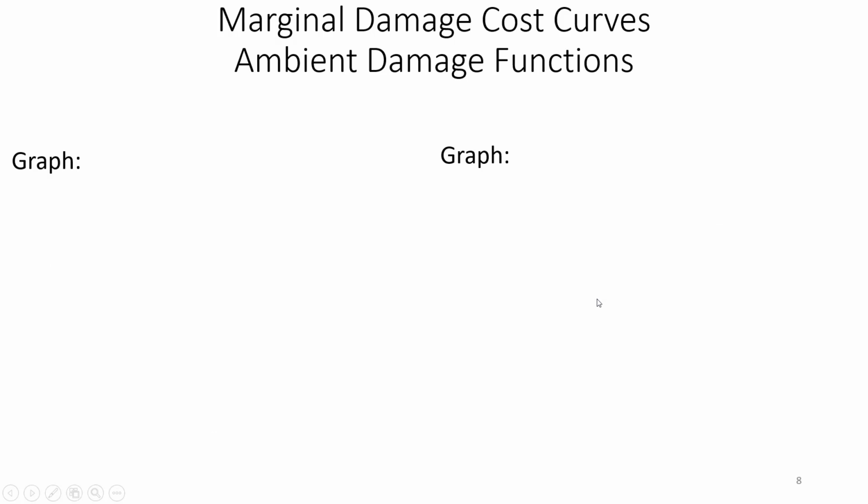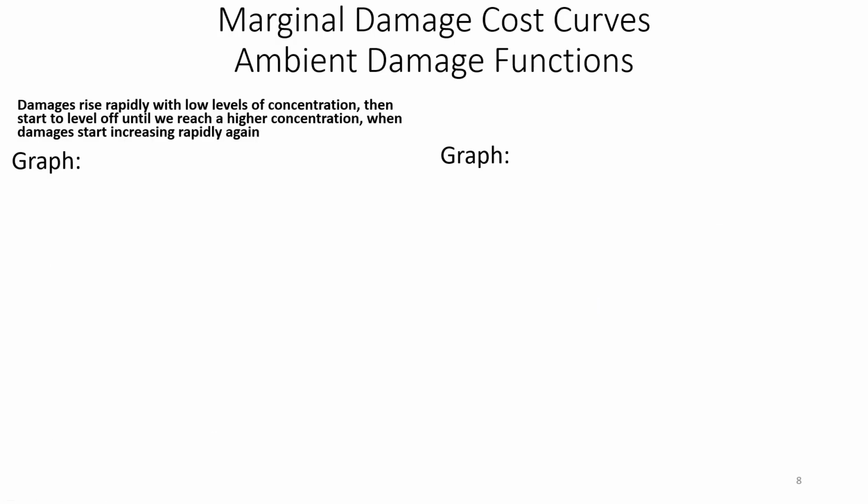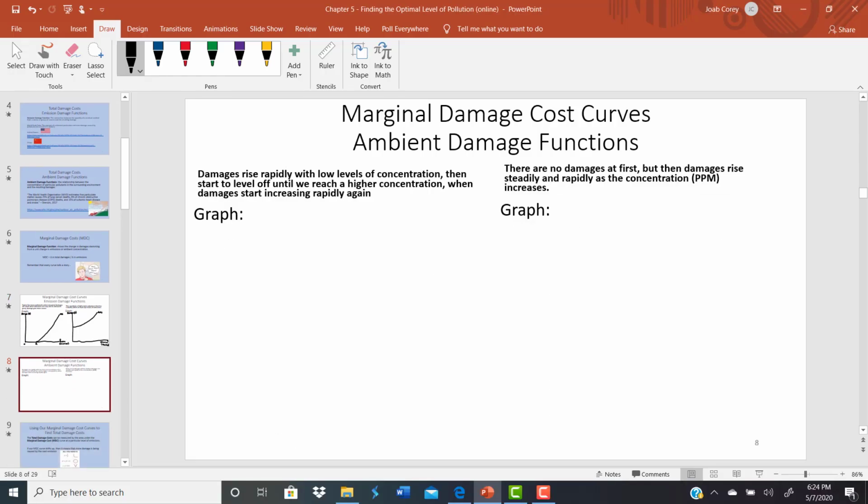When we're taking a look at these ambient damage functions, you could have a situation where damages rise rapidly with low levels of concentration, and then start to level off until we reach a higher concentration, and that's when damages are going to start to increase rapidly again. So what might that look like on the graph? Let's go ahead and take a look.